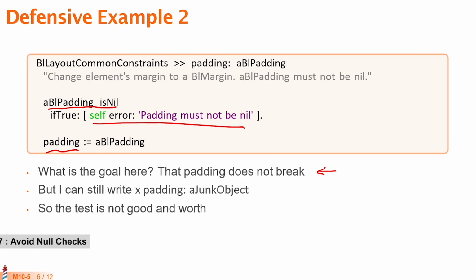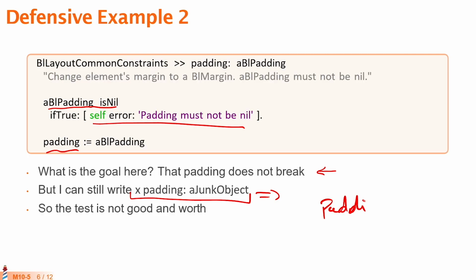Now, of course, here we are checking that the padding cannot be nil, but that doesn't prevent us from setting any junk object as a padding. We could, for example, say padding colon, and put a string here. If we put a string as a padding, our code will actually be broken too. So why not check that this is not a string, or not some other object? This means that this check is not enough to solve all our problems, and maybe it's not worth it.